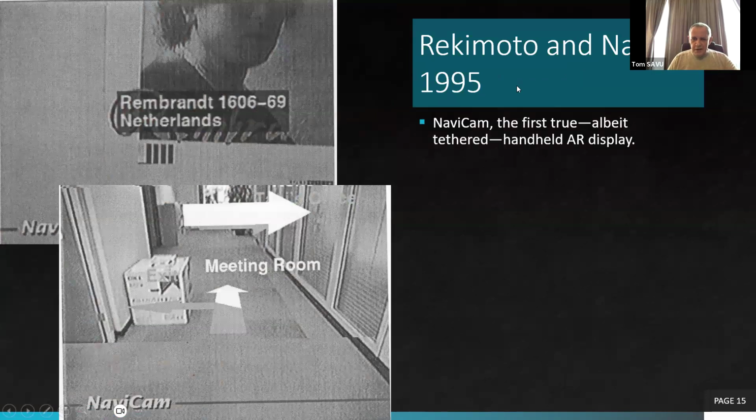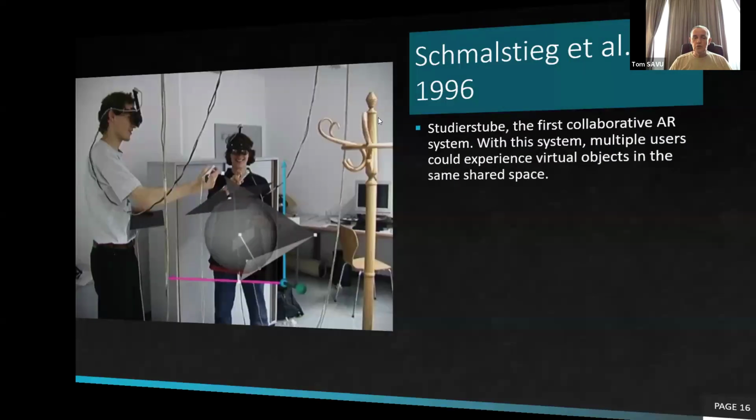Then, in 1995, this system, Navicam, was really the first handheld display. So it was not like a big heavy tablet. It was able to be kept in one hand. It has its own camera. So it was something like a more developed smartphone from today.